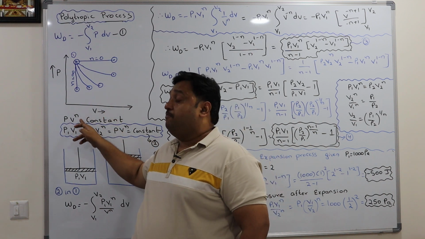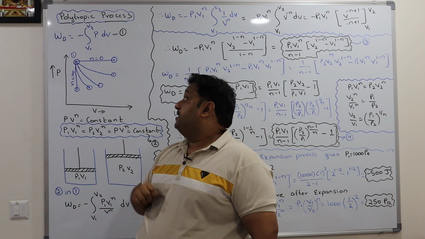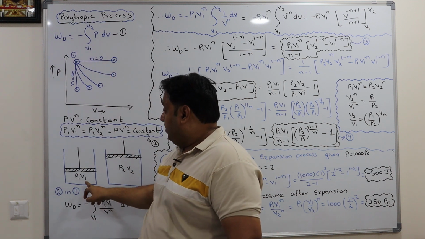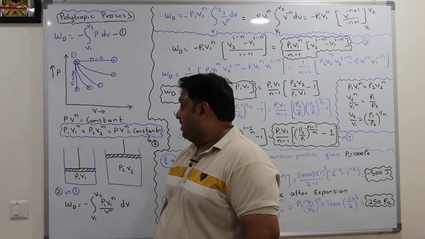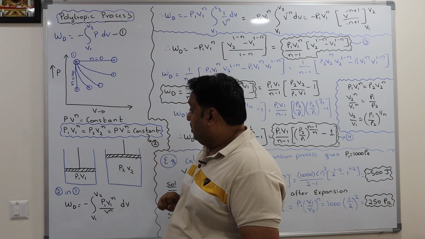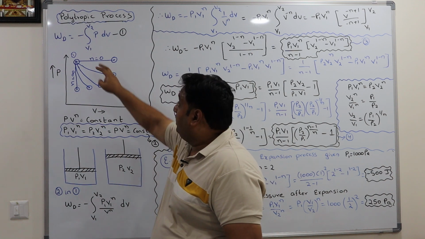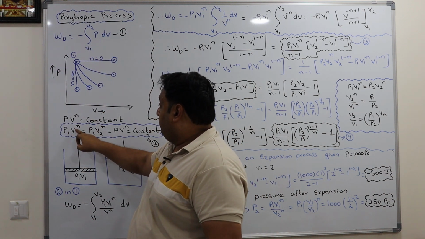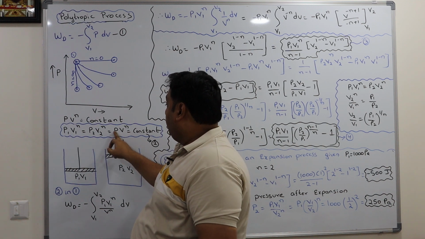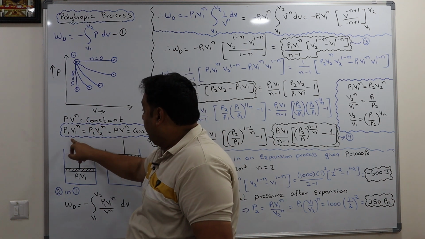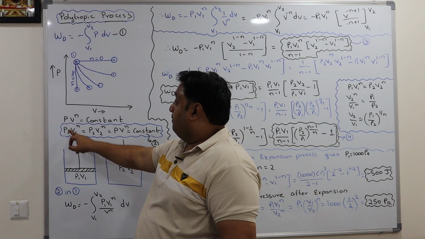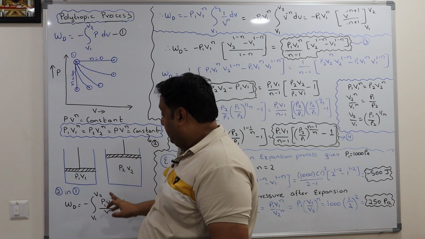So let us use the concept of PV^n equal to constant and evaluate the displacement work. As we have discussed, the displacement work is represented by minus the integral from V1 to V2 of P dV. P1 V1 is state 1, and P2 V2 is state 2 after the expansion. In place of P, I substitute P1 V1^n by V^n, that is, P is nothing but P1 V1^n by V^n. Since P1 V1^n is a constant, it comes out of the integral.